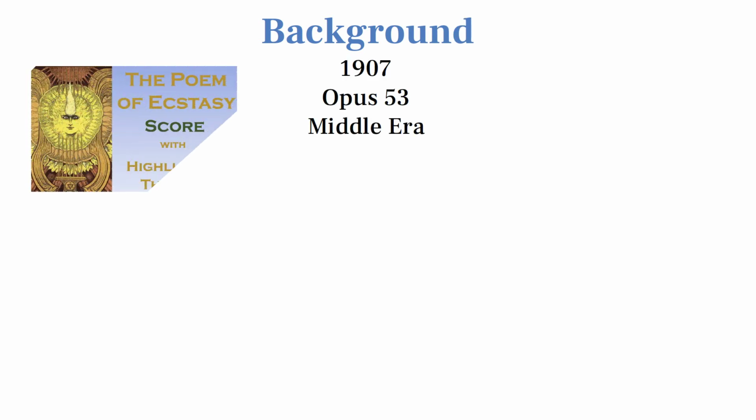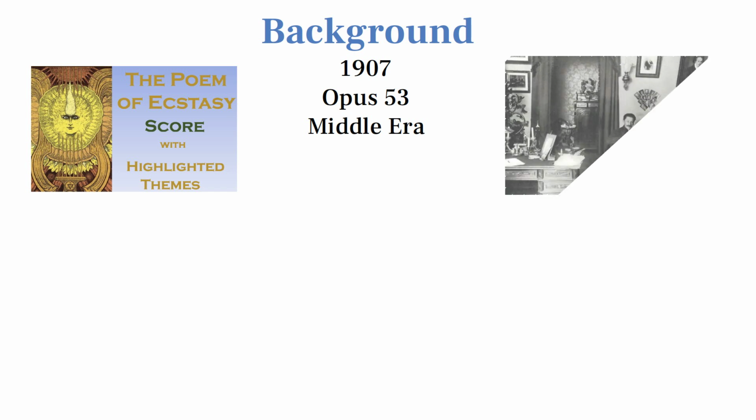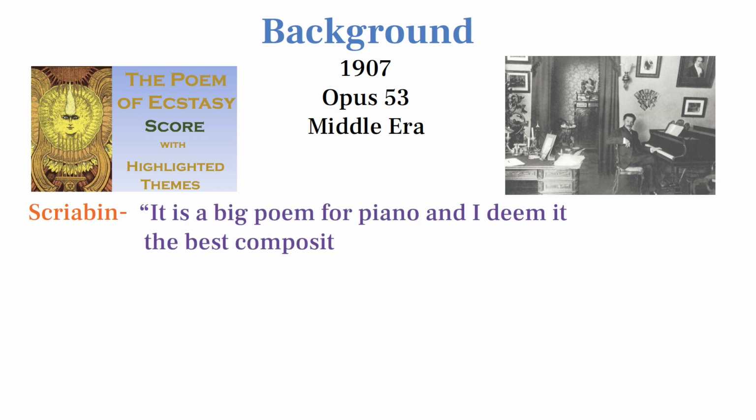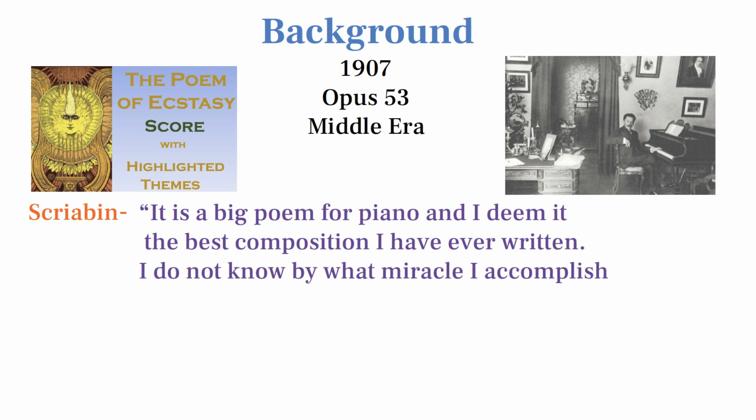The sonata was written in 1907 after having written the Poem of Ecstasy. He wrote the majority of the piece in about 6 days. Here is a quote of what Scriabin said in a letter about the work. "It is a big poem for piano, and I deem it the best composition I have ever written. I do not know by what miracle I accomplished it."